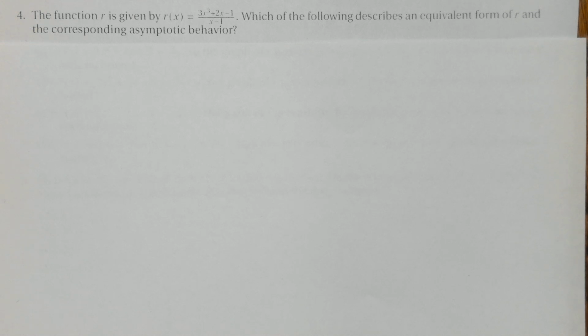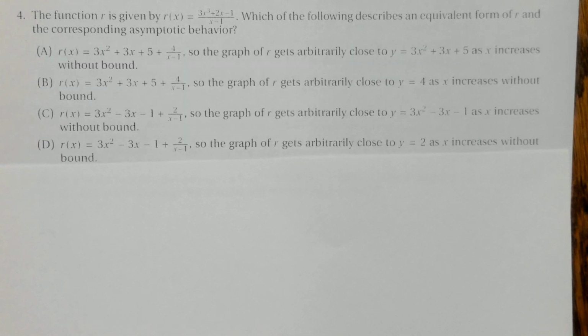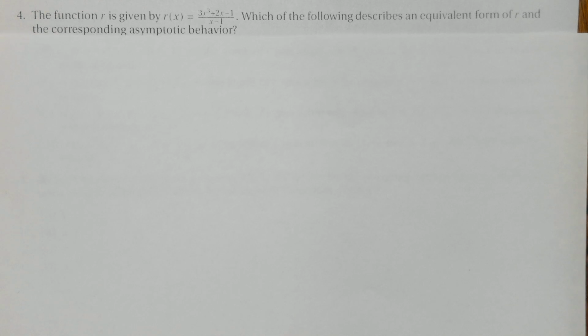Function r is given, and which of the following describes the equivalent form of the function r and the corresponding asymptotic behavior. This asymptotic behavior is going to describe how the function behaves as it approaches the limit, not necessarily reaches it, but as it approaches a limit. So when I look here and I look down below, I can see that they've gone ahead.